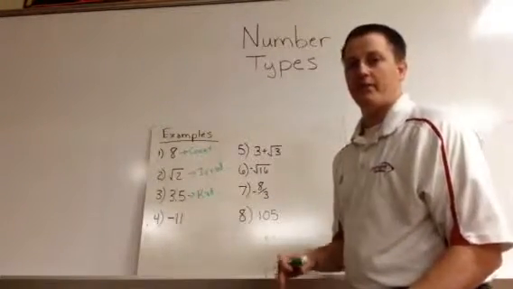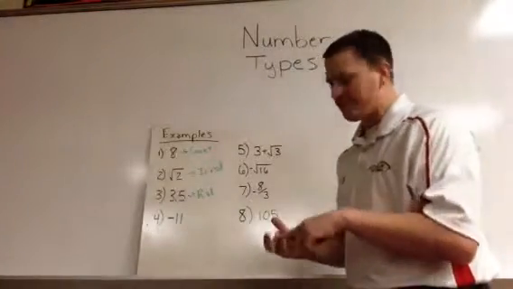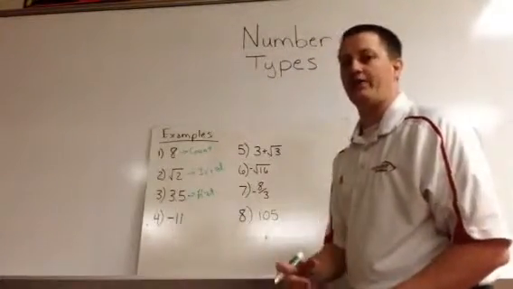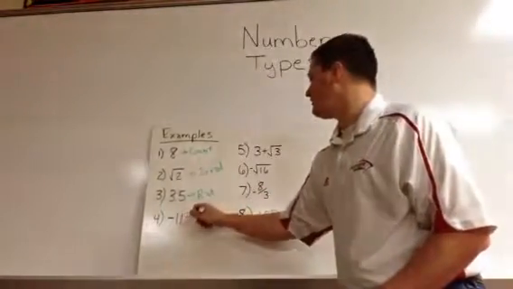Negative 11, well, it's not a counting number. We don't usually count by negatives. It's not a whole number because it's not 0 with the counting numbers, but it's a negative version of a counting number, meaning it's an integer.